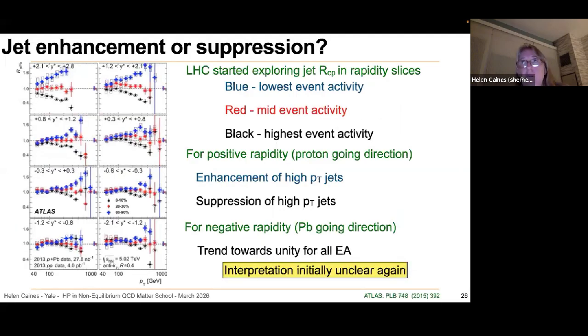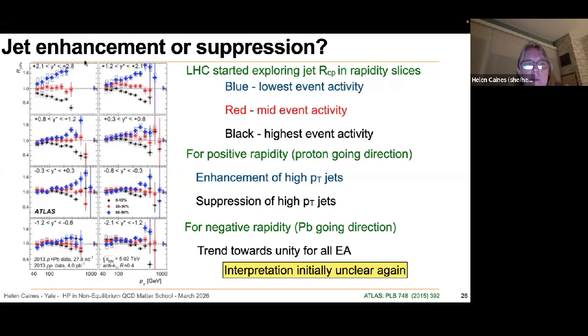But then, we keep looking, we keep probing deeper and deeper. The LHC started exploring what the jet central to peripheral data looked like in these P-lead collisions, not only as a function of the event activity, but also as a function of the jet pT and the jet pair rapidity, the rapidity distribution. So the blue in these curves are the lowest event activity, red is the mid-event activity, and black is the highest event activity.